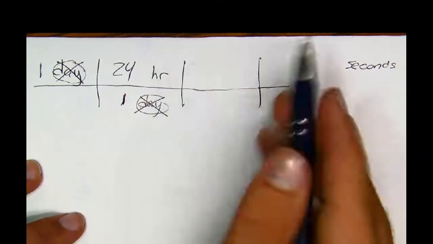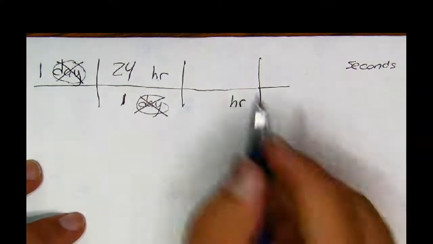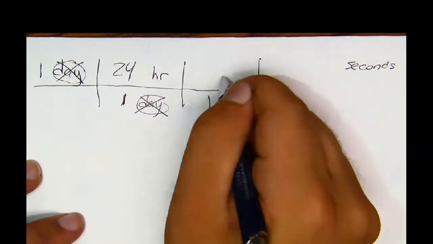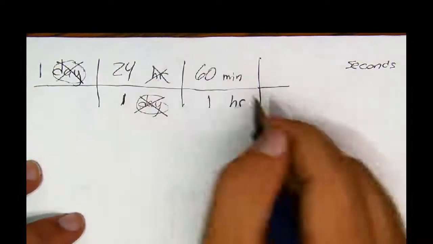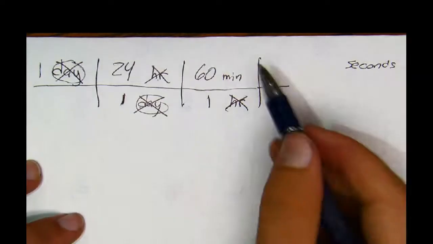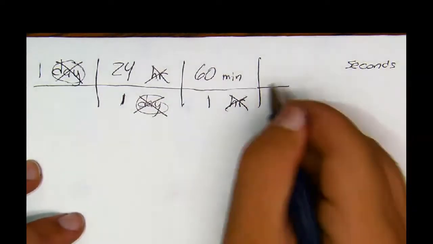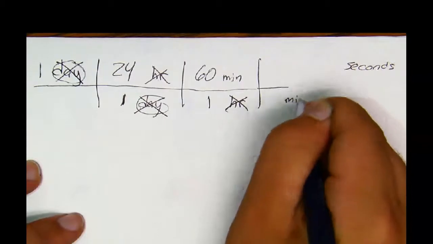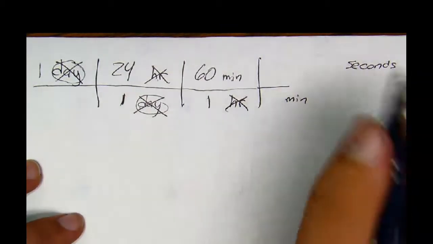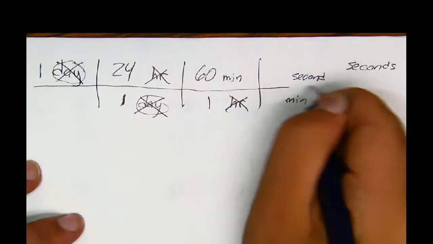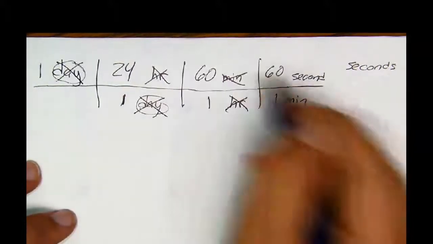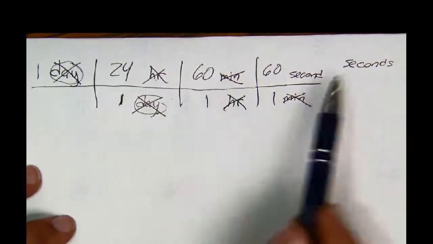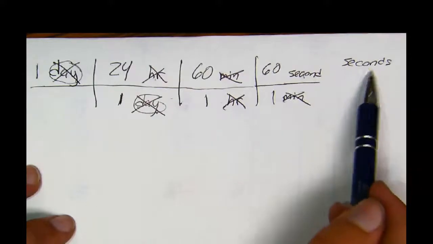If I have hours on top, I have to put hours on the bottom. So 1 hour, and I'm going to use minutes. I have 60 minutes. Since I have hours on top and hours on bottom, those cancel, and I'm super close to seconds. I have one more step. So I have minutes on top, minutes on the bottom, and I'm going to put seconds on top. So I have 60 seconds in 1 minute, and my minutes cancel. So all my units canceled except for seconds, and that is what I was working towards.